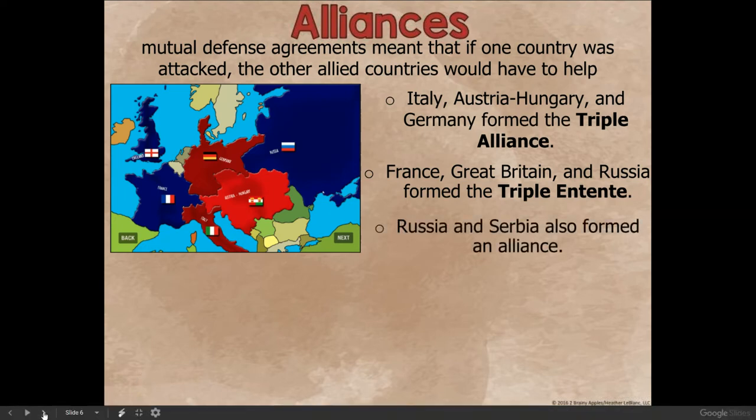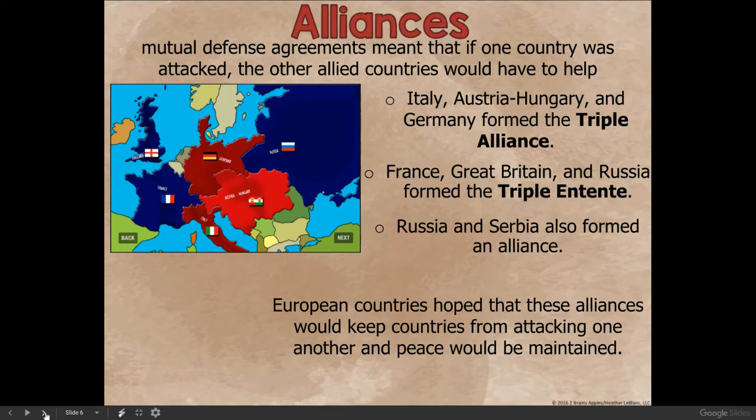Another alliance that's not on here was a separate alliance between Russia and Serbia. Serbia is this green country right here. And Serbia really wanted an alliance with Russia because they felt threatened right here by Austria-Hungary. Okay, they felt threatened. And so if you had this huge country over here that was going to be in a partnership with them, that was going to be to their benefit.